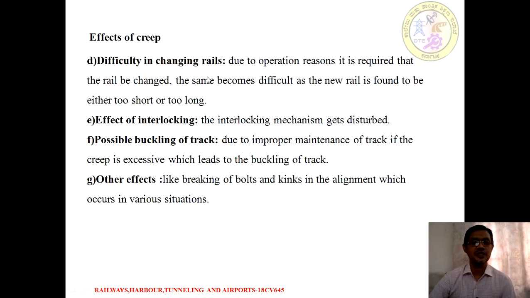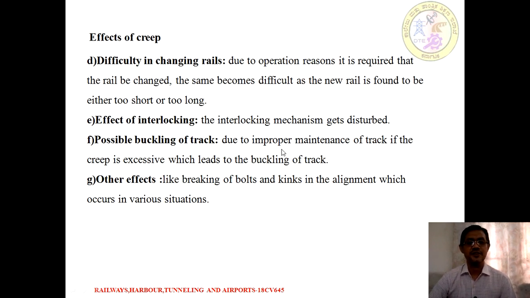Moving on to some more ill effects. It is difficult to change the rail. From a maintenance point of view, if you change for a new rail, it is going to be too short or too long to fit in that place. The interlocking mechanism is disturbed. There is also the possibility of buckling of the track.